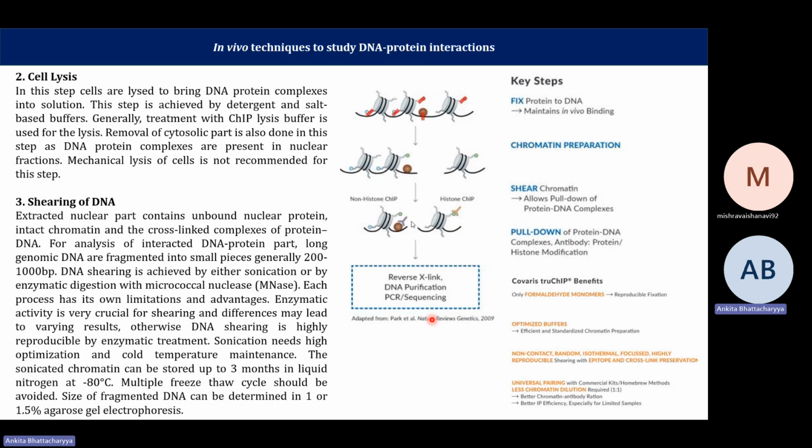DNA shearing can be achieved either by sonication or by enzymatic digestion performed using MNase. That's another possibility as well. DNA shearing is very crucial. And sonication, while it needs optimization and cold temperature, is quite fuss-free as well. Multiple freeze-thaw cycles should be avoided with the sonicated chromatin. It should preferably be immediately utilized for immunoprecipitation, and then you can visualize the fragmented DNA.